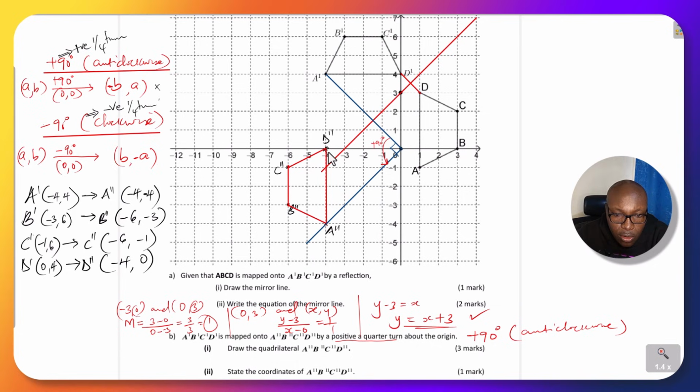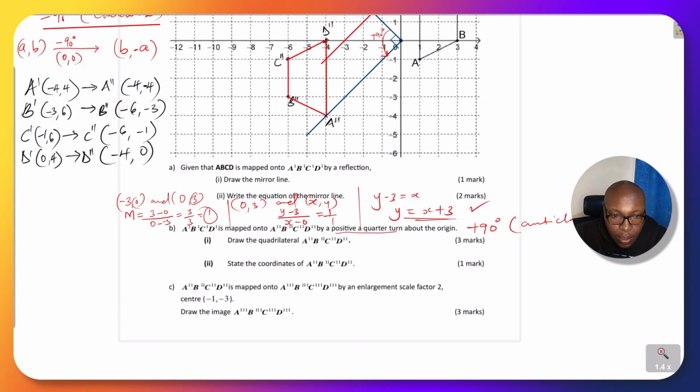Now state the coordinates of A double prime. We have the coordinates here. I've already stated them. All the coordinates are here. I don't need to repeat them. So we have drawn the quadrilateral. It is here, and then the coordinates are here. The coordinates are supposed to be written in this form.